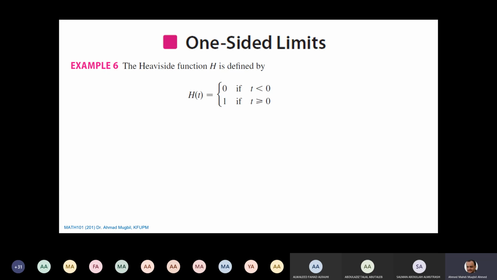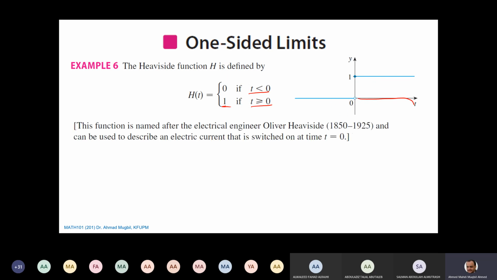The second part of this section is the limits from the right and limits from the left. The best example of one-sided limits is the Heaviside function. The Heaviside function, by the way, is a function that is 0 for all the negative values and 1 for all the non-negative values. And the graph of it is like this. For any t greater than or equal to 0, it will be 1. And for any t less than 0, it will be 0.